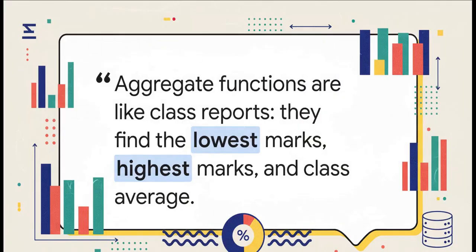I love this analogy. Aggregate functions are like class reports. It's perfect, right? They're not looking at one student's test score. They're finding the lowest mark in the whole class, the highest mark, the class average, and how many students there are in total. It's all about summarizing the entire group.